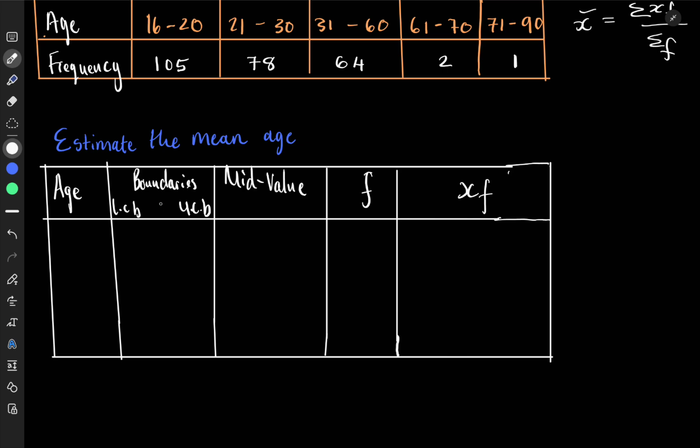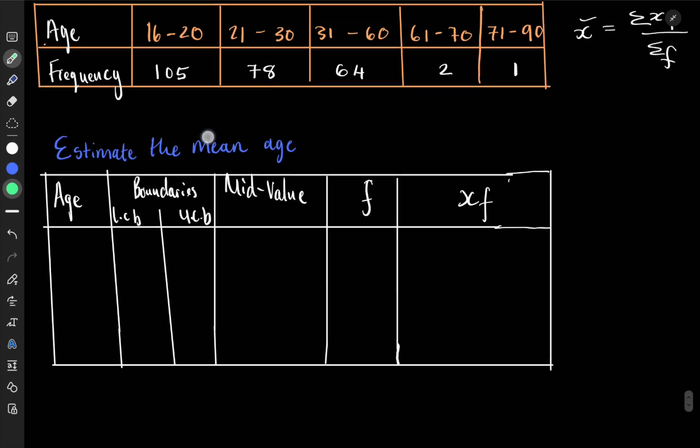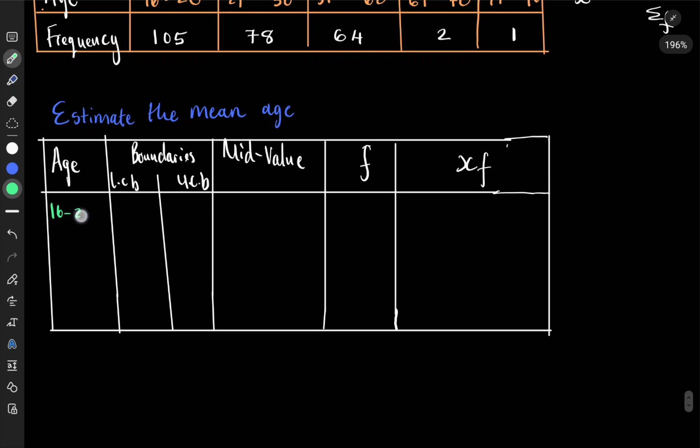Then now I'm going to split my boundaries: lower class and upper class boundary. So what are the ages? Age I just take from here. It's saying 16 to 20, right? Now, what is my lower class boundary? I remove 0.5 from 16, it becomes 15.5. From 20, I add 0.5, it becomes 20.5. Don't forget that.